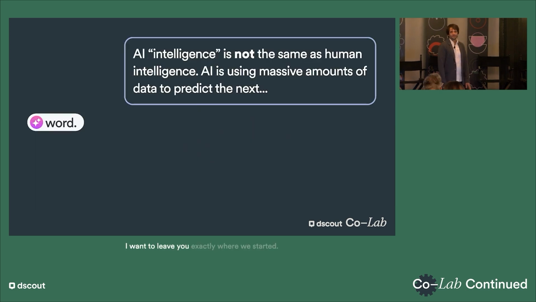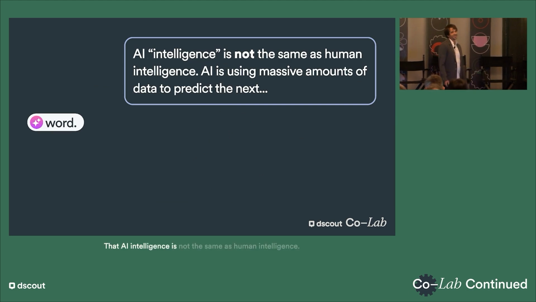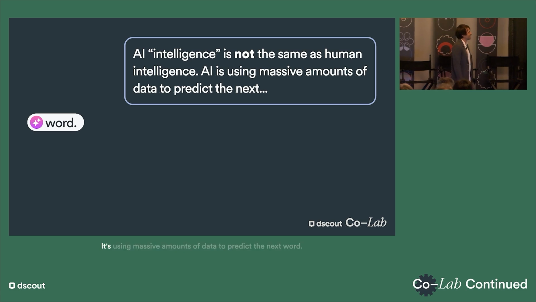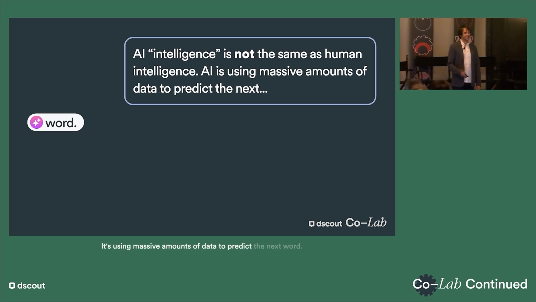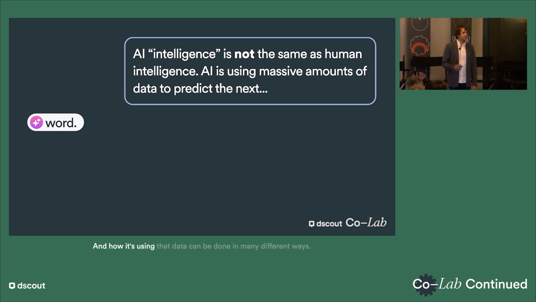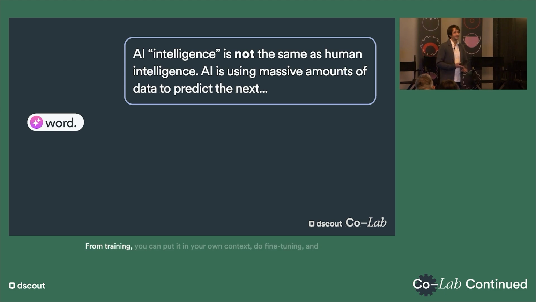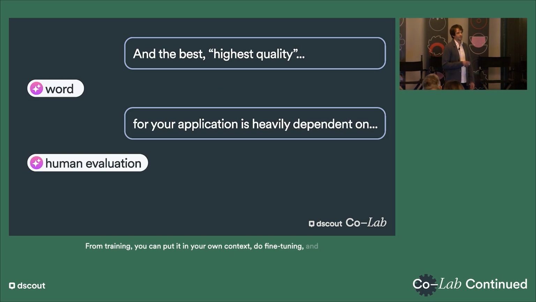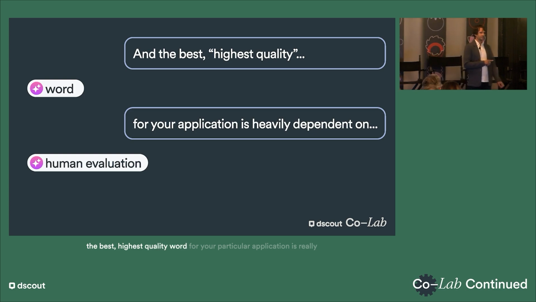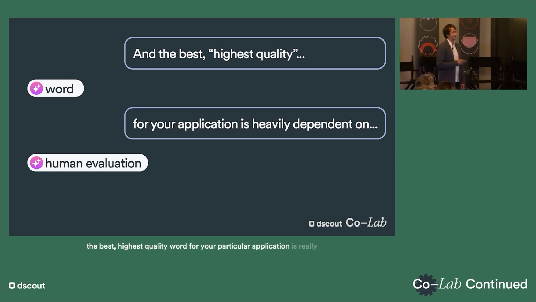I want to leave you exactly where we started, that AI intelligence is not the same as human intelligence. It's using massive amounts of data to predict the next word. And how it's using that data can be done in many different ways. It's from training, you can put it in your own context, do fine-tuning, and the best, highest quality word for your particular application is really going to be based on the human evaluation that you do to get there.